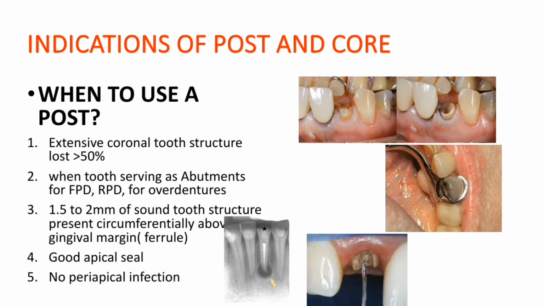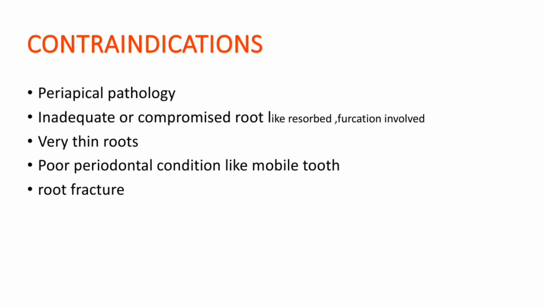Next, there should be 1.5 to 2 mm of sound tooth structure present circumferentially above the gingival margin. In the picture above, the second one shows 1.5 to 2 mm of sound tooth structure, which is an indication for post and core. We need it for the ferrule effect, which we will discuss later. Next, there should be a good apical seal. And the fifth one is that there should not be any periapical infection. In the picture, the yellow arrow indicates a periapical infection, and we should not give the post and core.